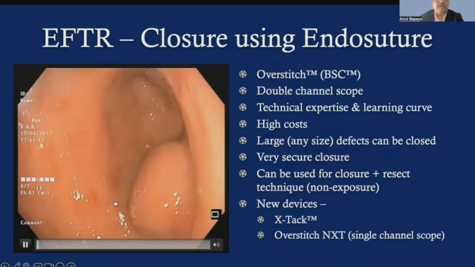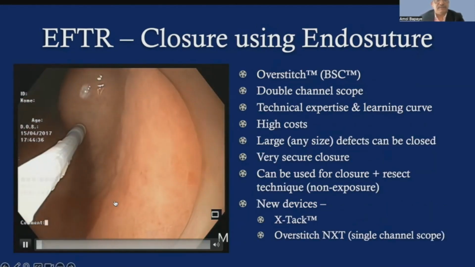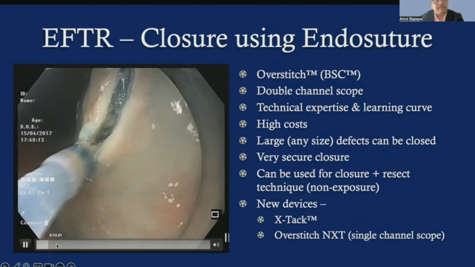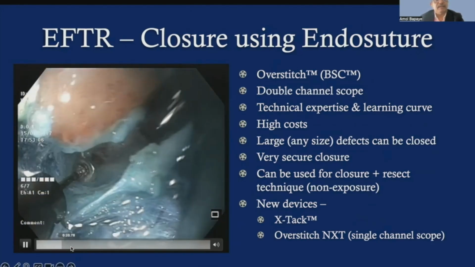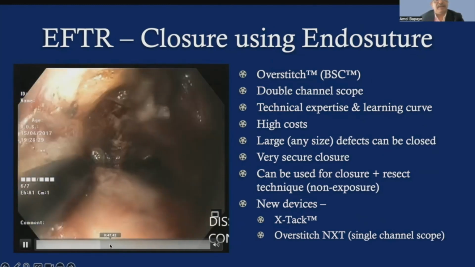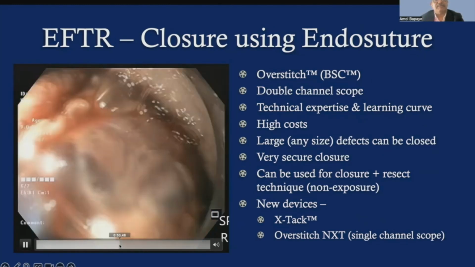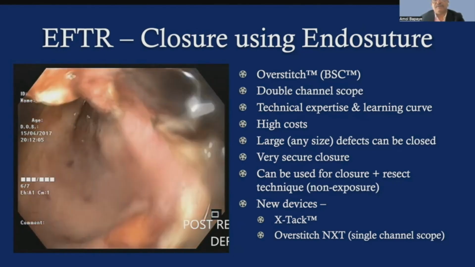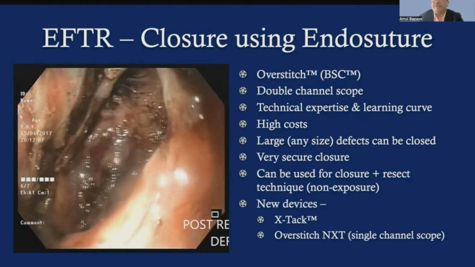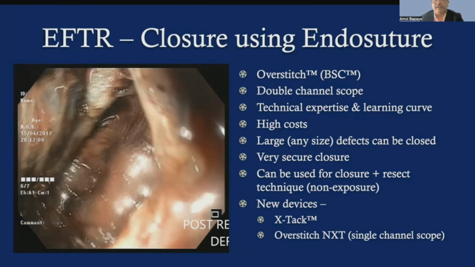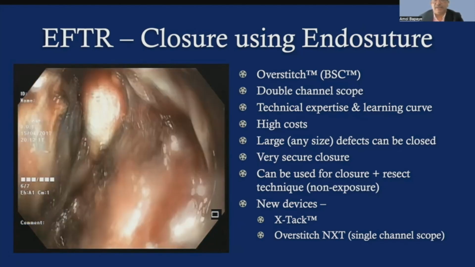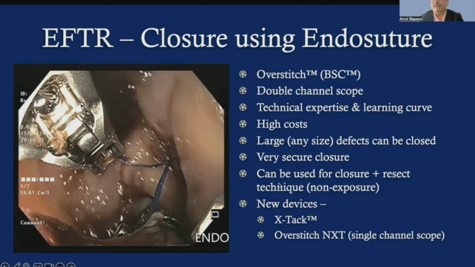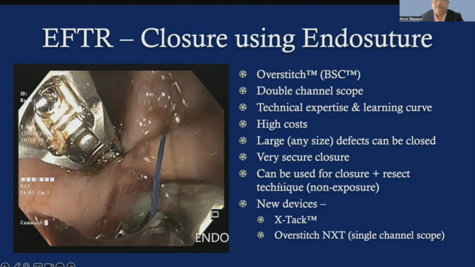And of course, we have the OverStitch, which has really revolutionized the way we perform this procedure, because here you can suture the entire defect and a full thickness suturing can be performed. Some of the challenges with the OverStitch are that it requires a double channel endoscope, it requires a learning curve and technical expertise, and it's also a very expensive device. But the advantage is that any lesion and any defect can be closed.